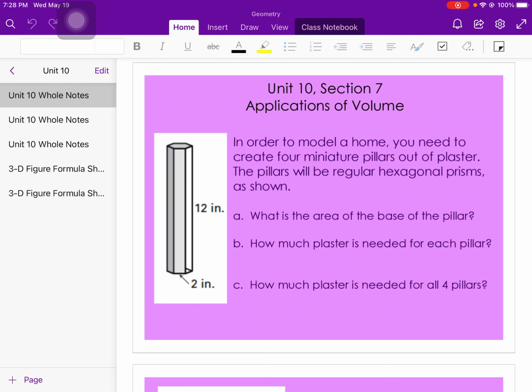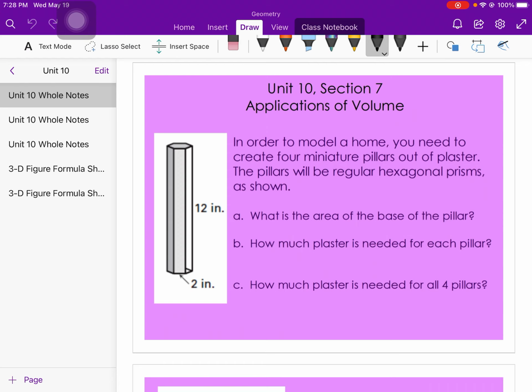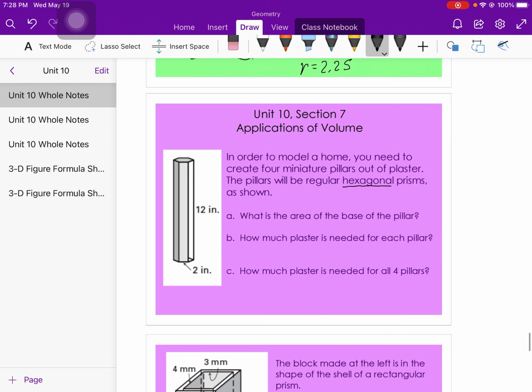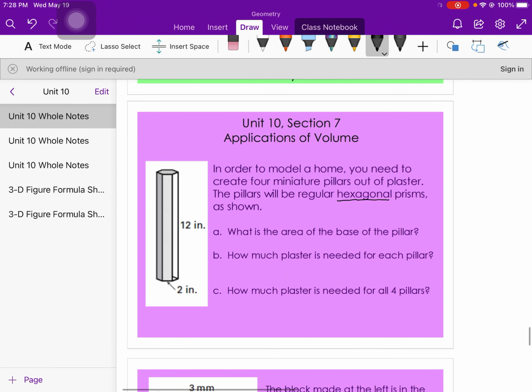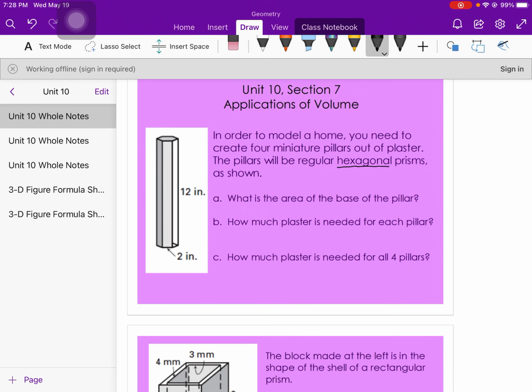Today we're talking about applications of volume and surface area, and then we're also going to be talking about scale factor. So the first question states, in order to model a home, you need to create 4 miniature pillars out of plaster. The pillars will be regular hexagonal prisms as shown. So the hexagon part is something we got to take into consideration. And then we have a diagram of what these prisms will look like off to the left.